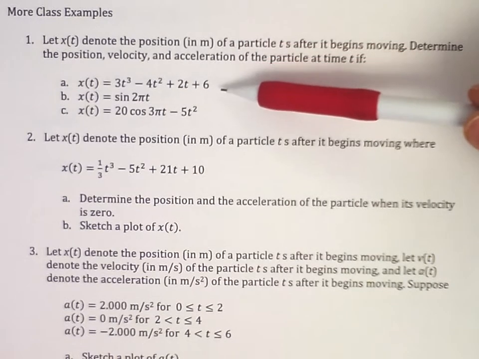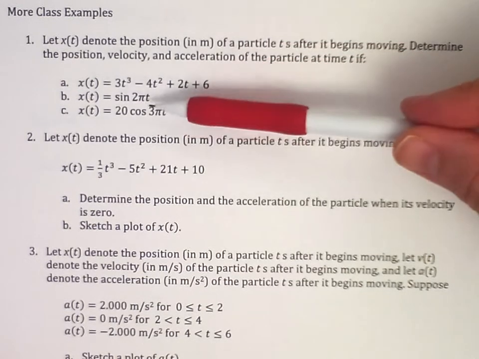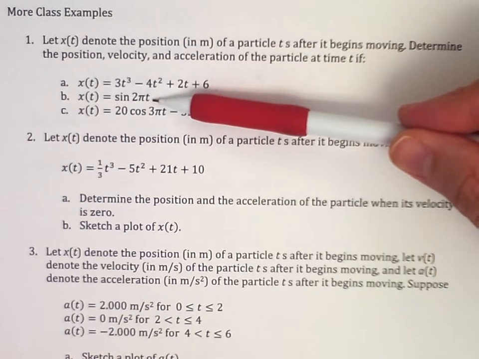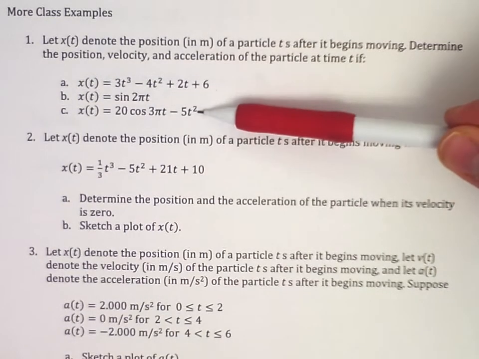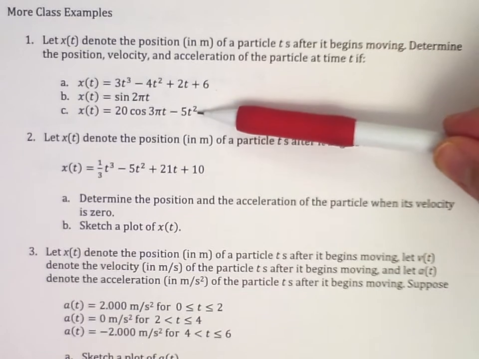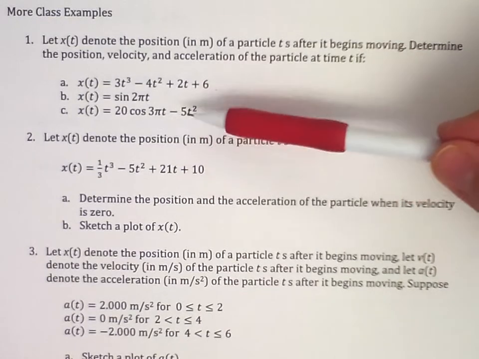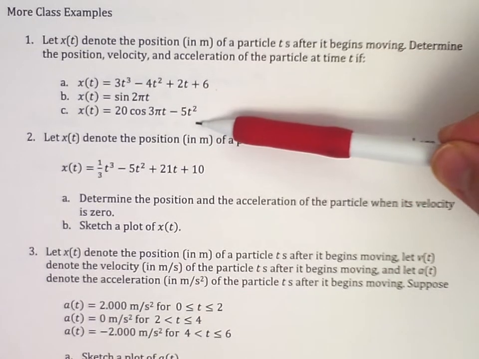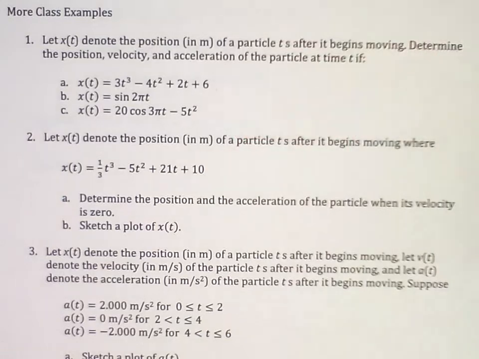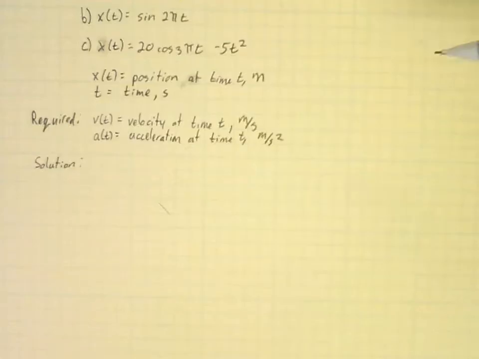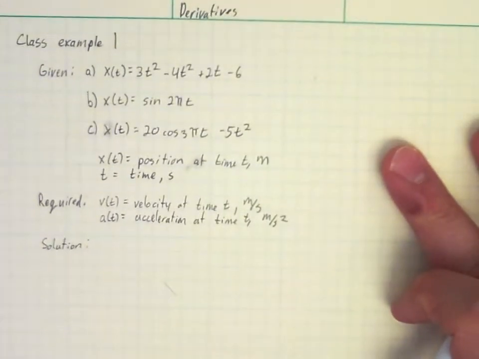1, x of t is this polynomial. 2, x of t is a sine wave. And 3, x of t is actually a combination of a cosine wave and a polynomial. So let's see how that would work and use our rules on that. We set up our example.